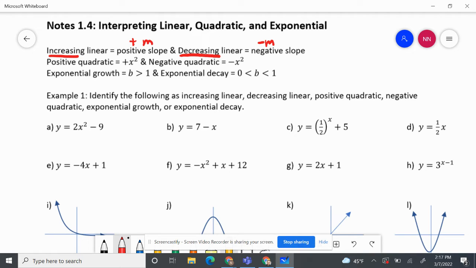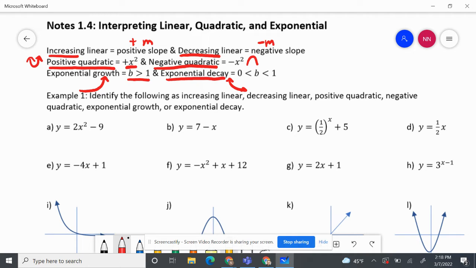Then we're going to look at quadratics. It's going to be a positive quadratic, that's if our x squared value is positive, or it's going to be a negative quadratic if our x squared value is negative. Then we're going to look at our exponential. Exponential growth is when our b value is over 1. And exponential decay is when our b value is in between 0 and 1.